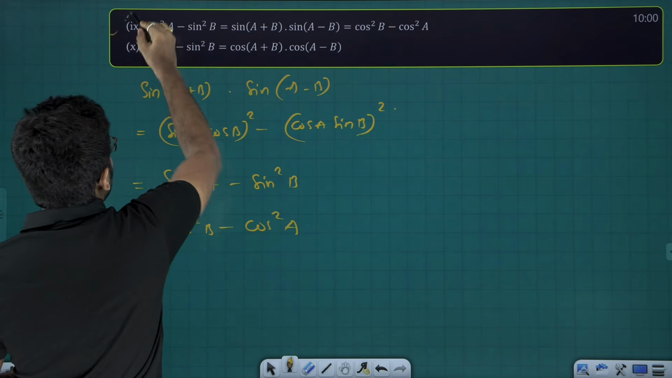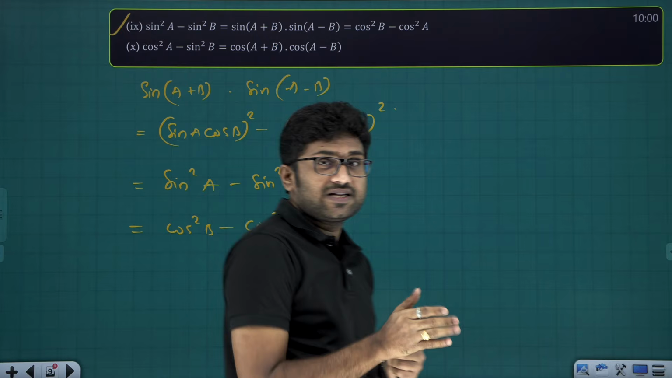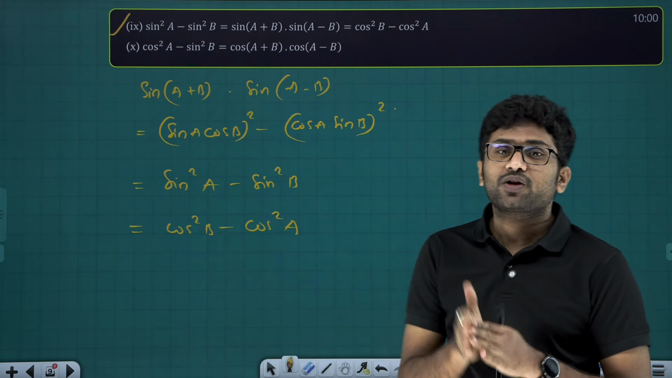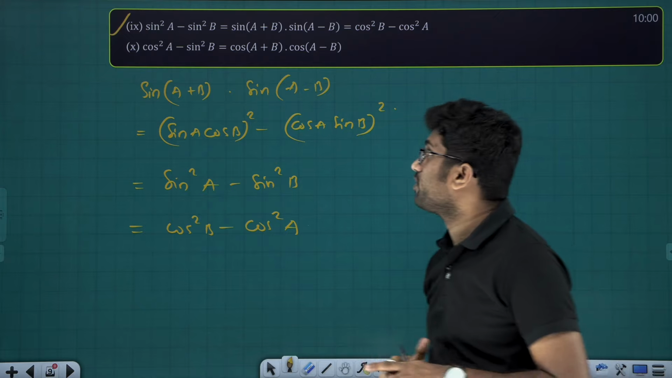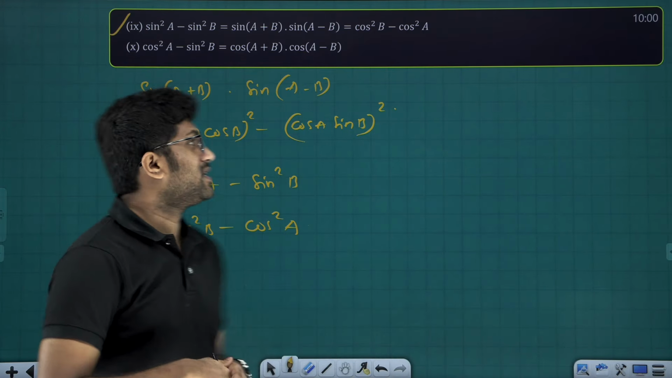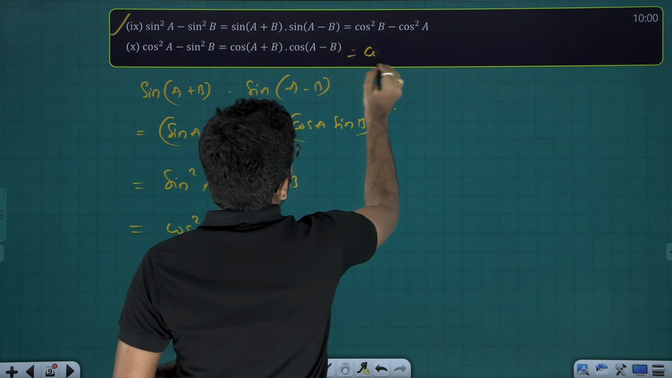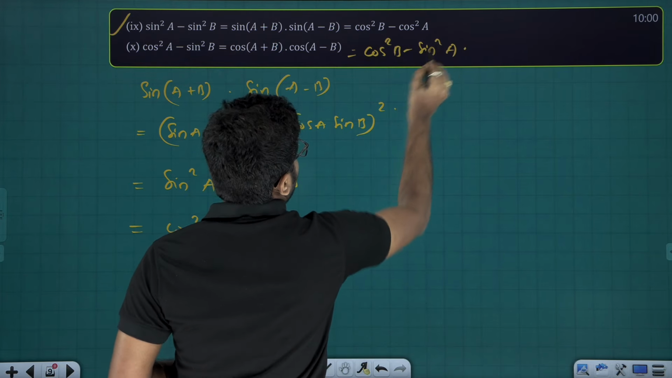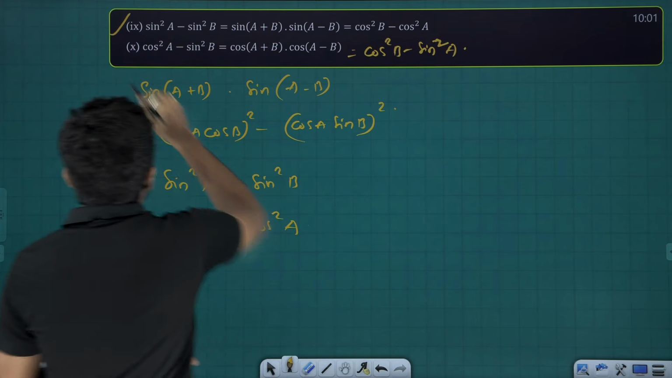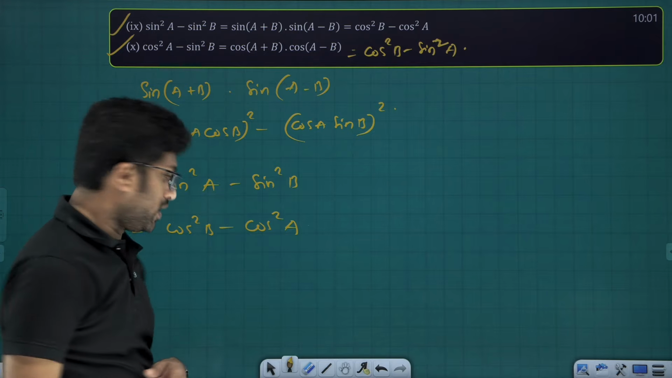So sin(A+B) into sin(A-B) is either sin²A minus sin²B or cos²B minus cos²A. In the same way, cos(A+B) into cos(A-B) is cos²A minus sin²B, or even cos²B minus sin²A. So this is how these two are important with respect to compound angles.